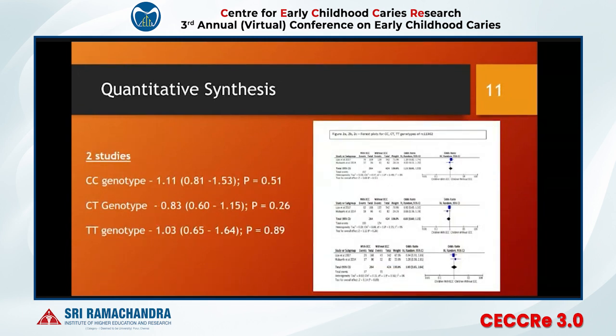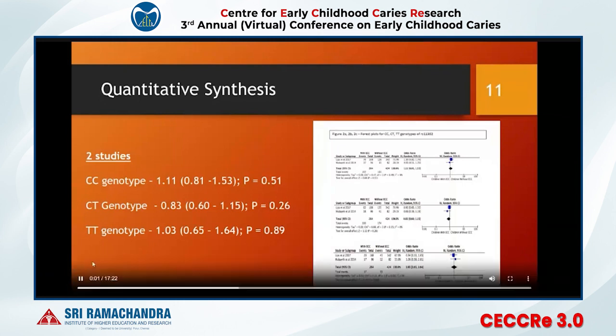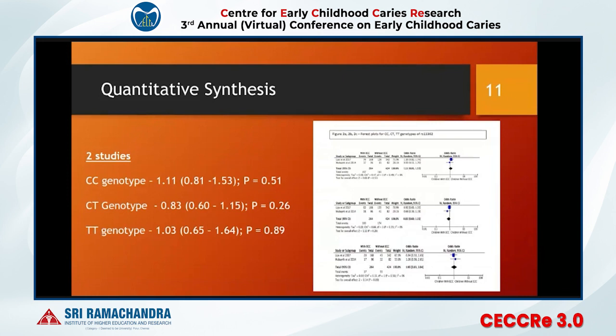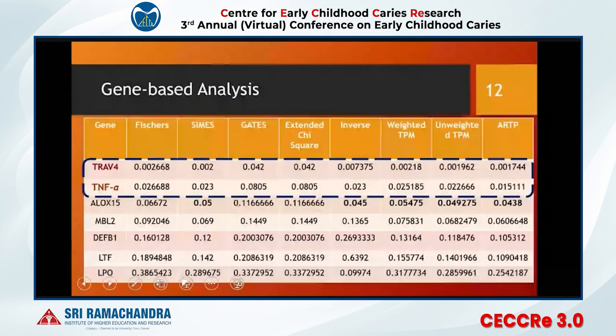The quantitative synthesis was conducted if the genotype frequencies of the SNP were reported. The forest plots generated revealed that the wild homozygous genotype and the mutant homozygous genotype of a SNP in the beta-differentiation gene had an odds ratio greater than 1, but with insignificant p-values. To overcome the shortcomings of including only 2 studies into the meta-analysis, a gene-based analysis was performed.